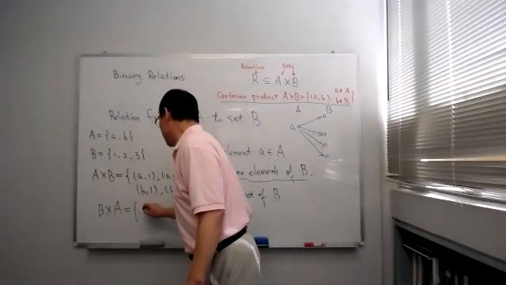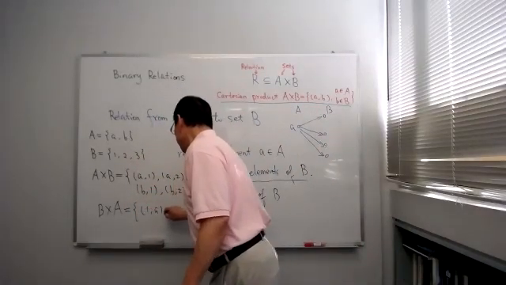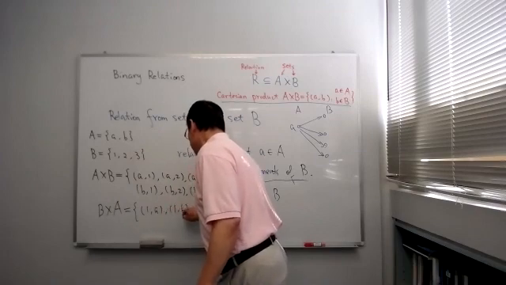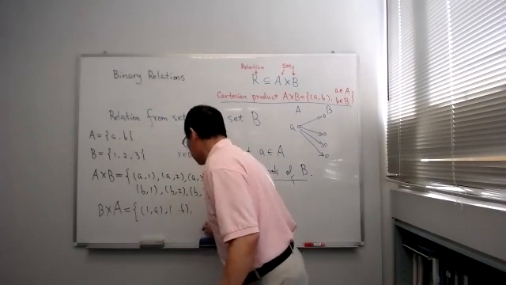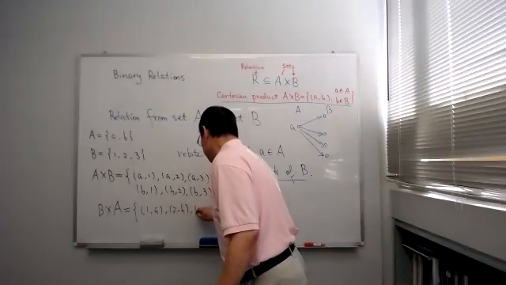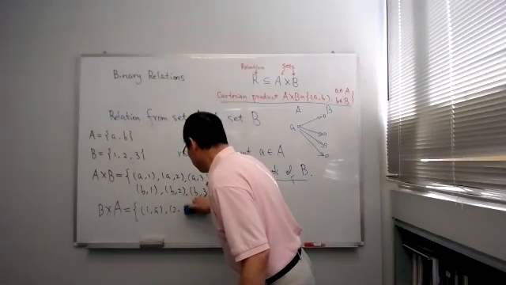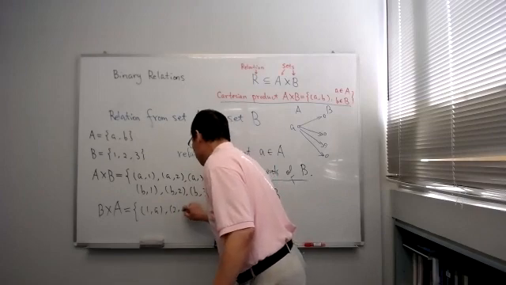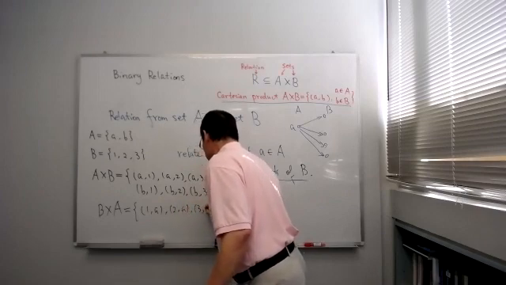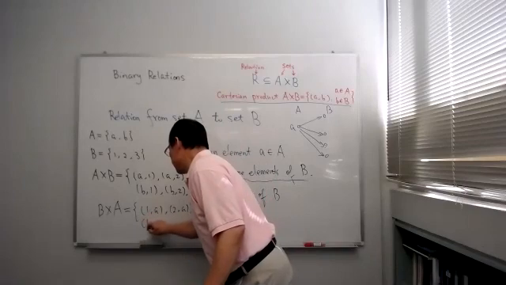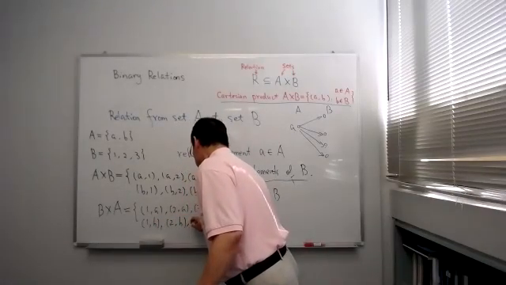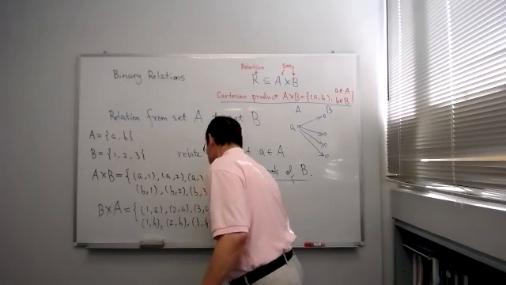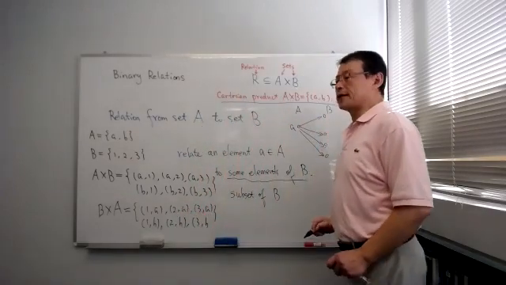So here will be 1A, 1B, I call it 2B, 3B, 3A, fine. And here 1B, 2B, 3B. Okay, so that's the Cartesian product.